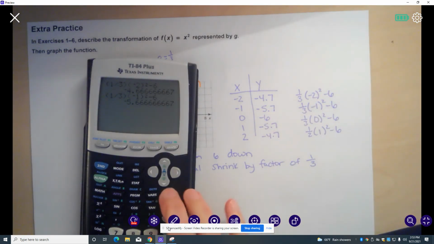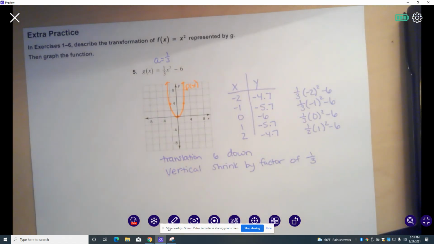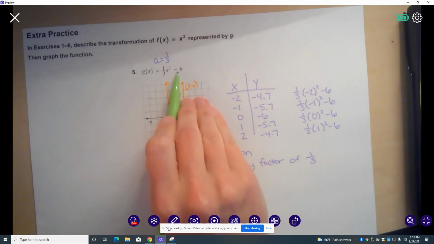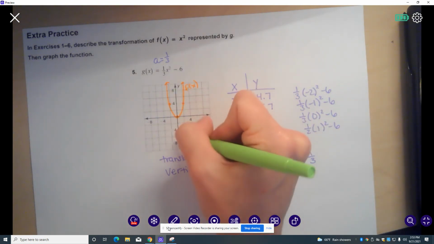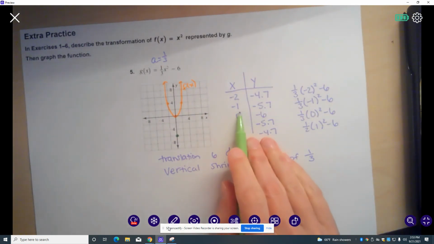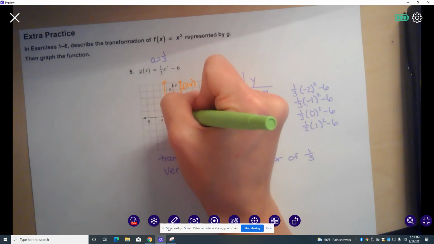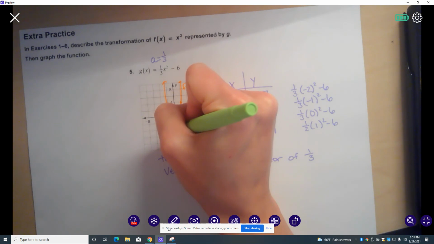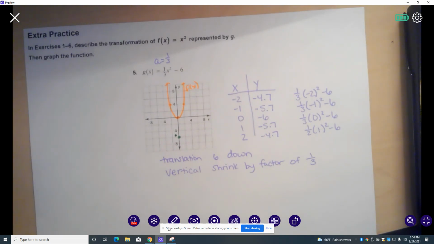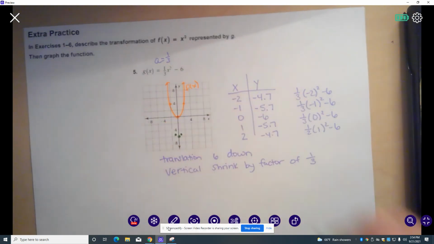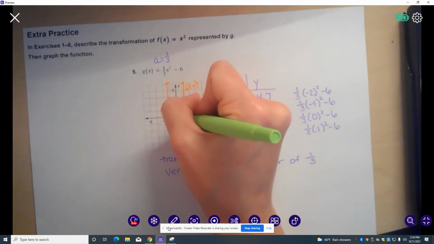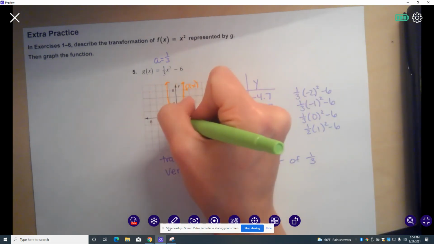Okay. So I'm just going to do my best to graph these points. I'm going to graph a point at 0, -6, which I would expect, right? Because I said it's going to shift 6 down. So there's that vertex shifting down 6. -1, -5.7, and 1, -5.7. So if this is -6, it's going to be somewhere around here. It's going to be symmetrical. -2, -4.7, 2, -4.7. So almost 5.